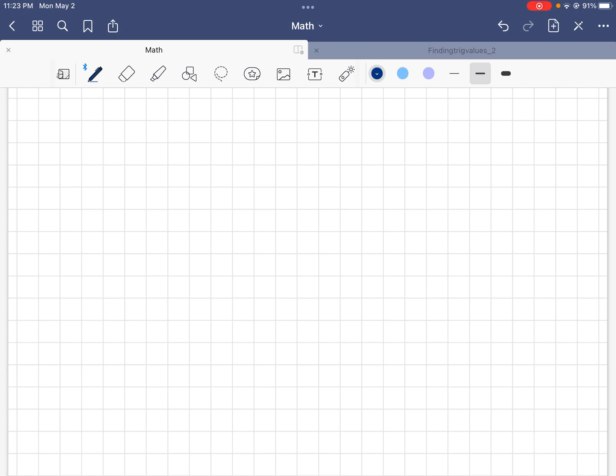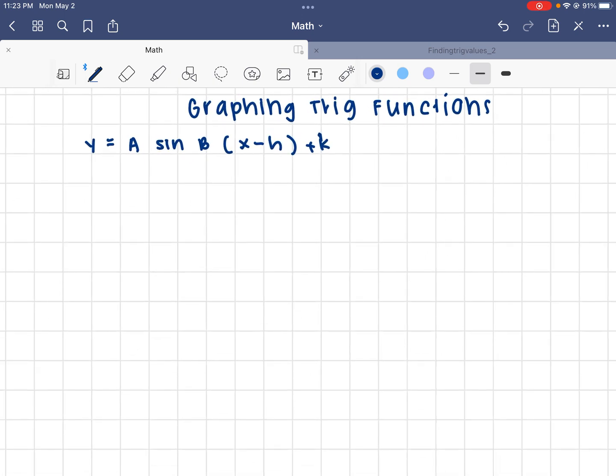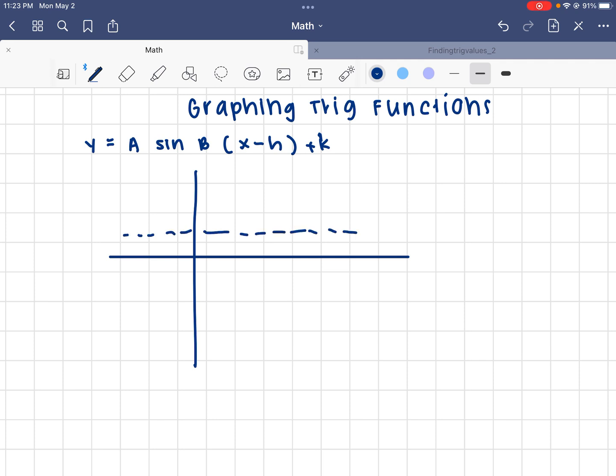Okay, so basically for graphing trig functions, the equation is y equals a. Let's just use sine for this, but this would be the trig function, whatever it is. So x minus h plus k. So this is the equation: y equals a sine b parentheses x minus h plus k. So let's draw a graph. I'm just going to draw a random graph.